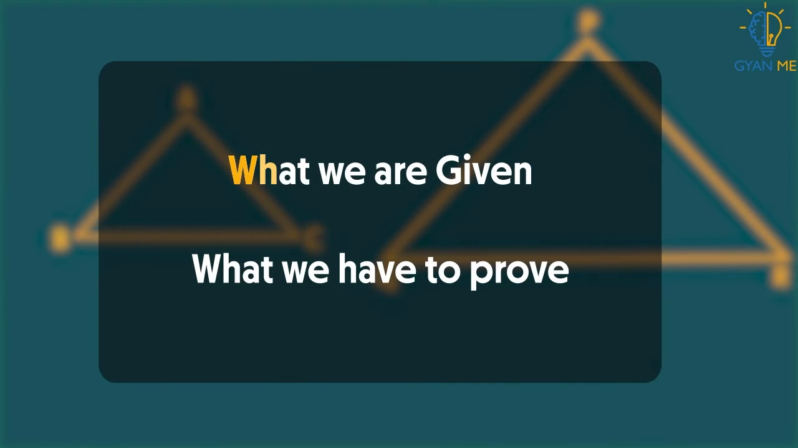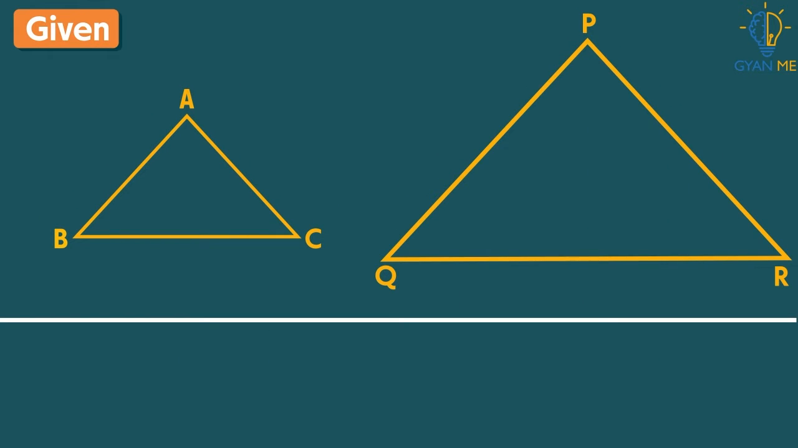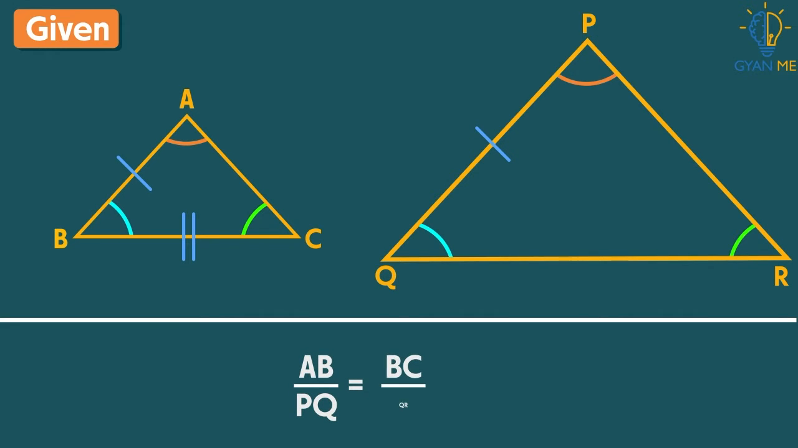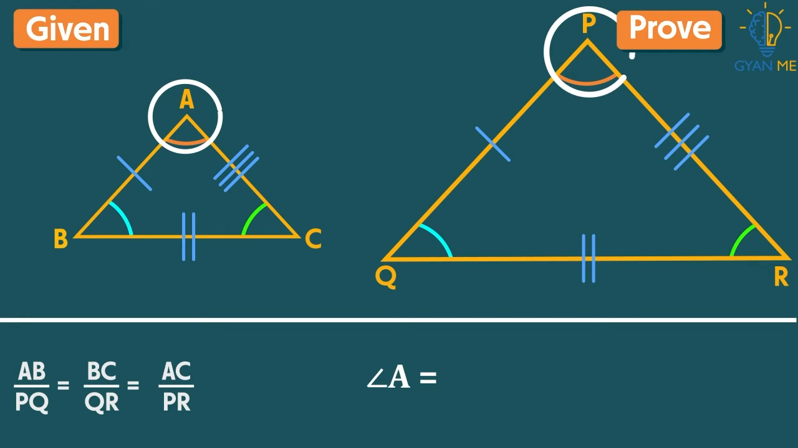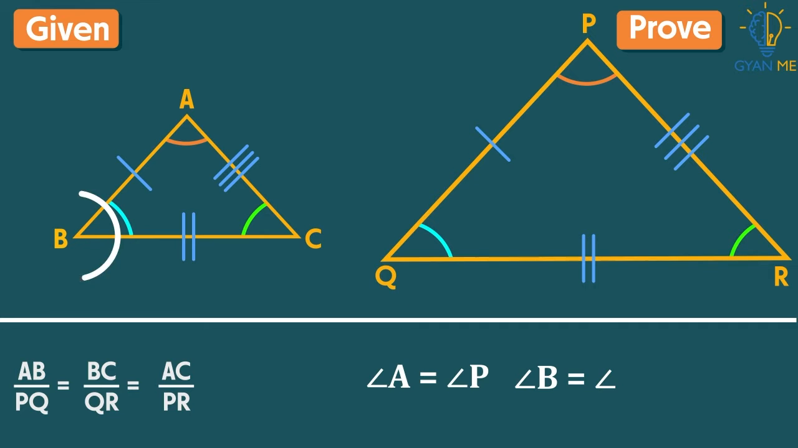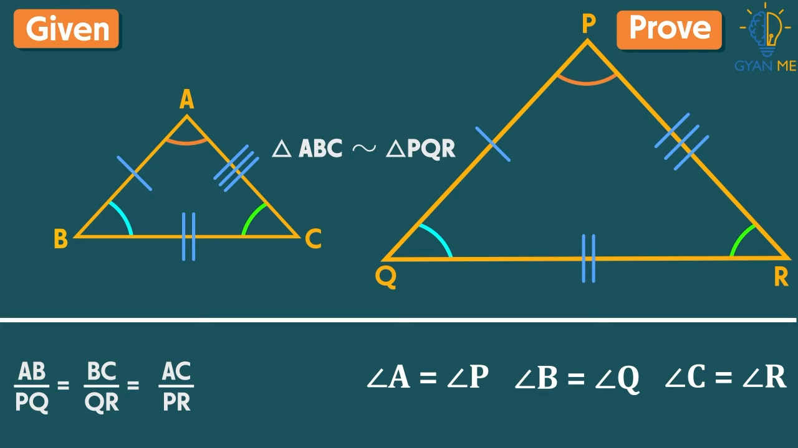Let us write down what we are given and what we have to prove. We are given that in triangle ABC and triangle PQR, the ratio of their corresponding sides is equal. That is, AB upon PQ is equal to BC upon QR is equal to AC upon PR. And we have to prove that angle A is equal to angle P, angle B is equal to angle Q, and angle C is equal to angle R. That is, triangle ABC is similar to triangle PQR.